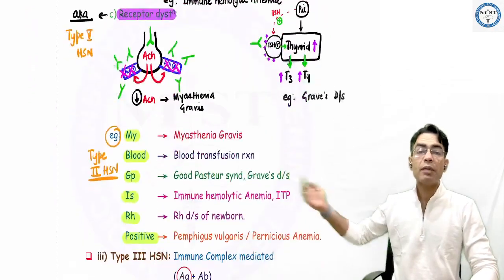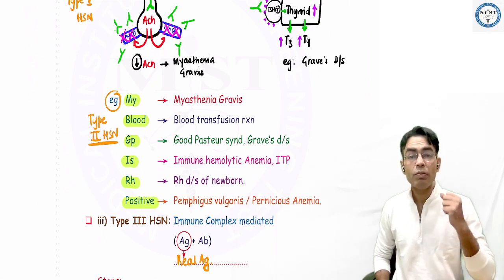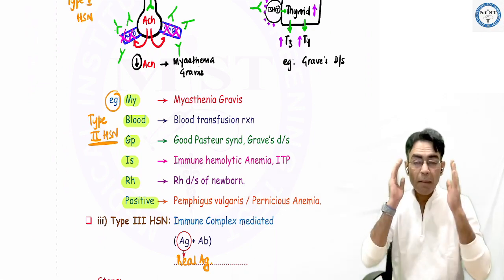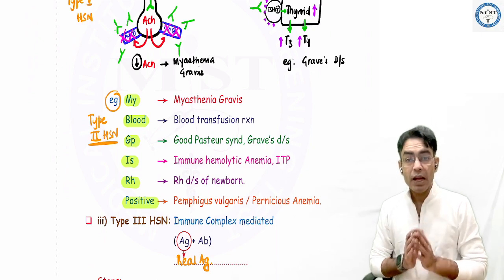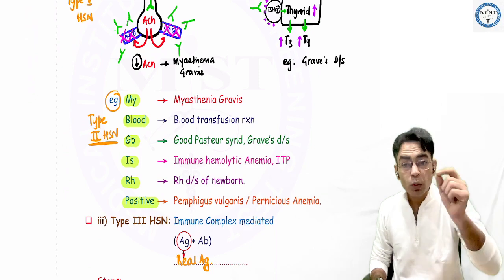Okay. The mnemonic is: my blood group is Rh positive. Myasthenia gravis, blood transfusion reaction, Goodpasture syndrome, Graves' disease, immune hemolytic anemia, Rh disease of newborn, pemphigus vulgaris, pernicious anemia. My blood group is Rh positive. This is what you have to remember. And all the blood related hypersensitivities will always be type 2.